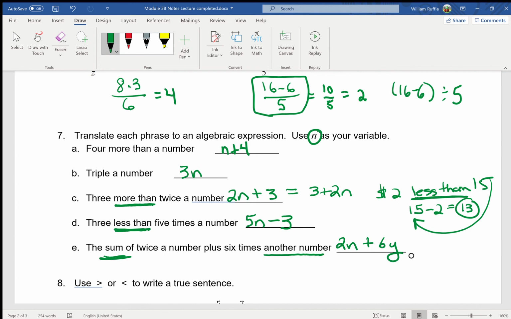Now, in the question that you will be doing, it will tell you both letters. Here I only said use n as a variable. For this case, since it didn't say it, I just let y equal. Usually they'll say let one number be x, let the other number be y, and so you would go from there.